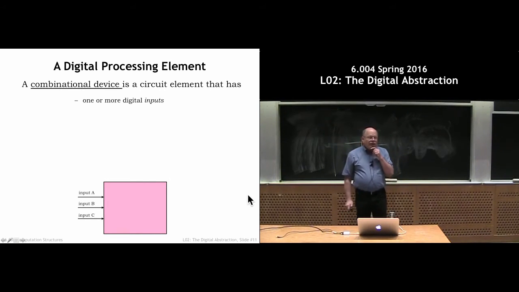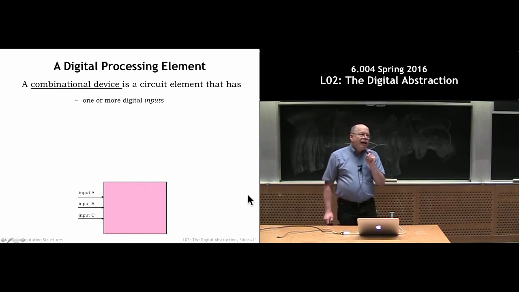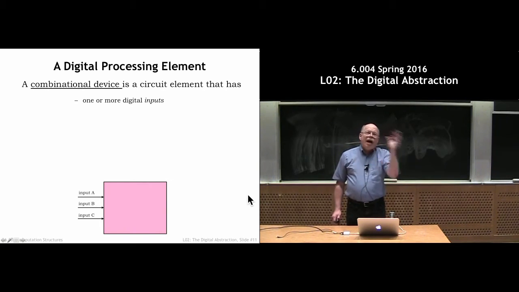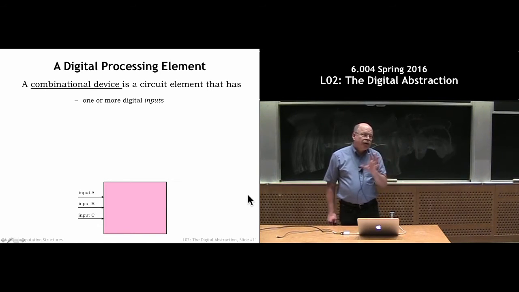So a device is a combinational device. Combinational is an adjective that has a specific engineering meaning. I'm going to tell you what that is. When we actually build logic circuits, we're building them out of combinational devices, devices that satisfy these 4 criteria.